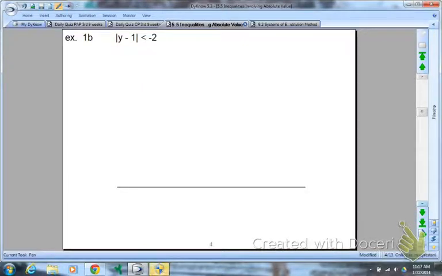Okay, example 1b. Absolute value of y minus 1 is less than negative 2. What numbers are less than negative 2? All negative numbers, right? Negative 3, negative 4, negative 5, and so on. Can an absolute value equal a negative number? No. So when you have an absolute value is less than all negative numbers, the answer is no solution. An absolute value can never equal a negative number.